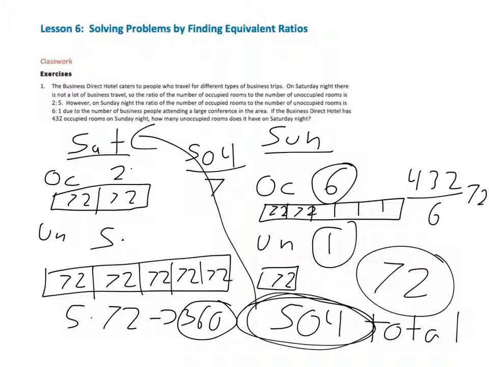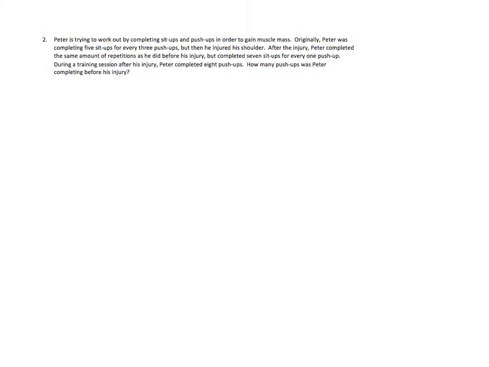So to recap, we had two different ratios, one for Saturday, one for Sunday. We used Sunday, where we had more information, to find the total number of rooms in the hotel, which doesn't change from day to day. And then we used that total and split it up to figure out how many unoccupied rooms there were for Saturday night. Okay, let's look at exercise number 2.